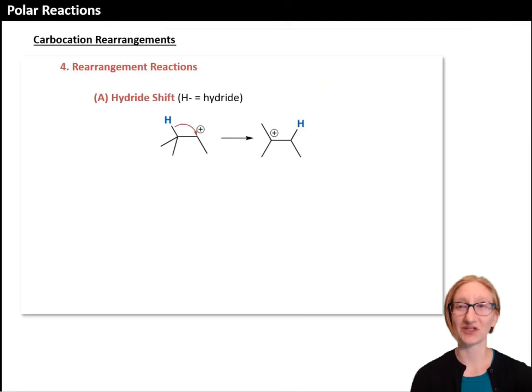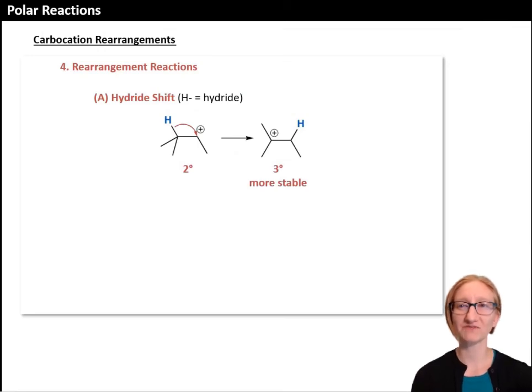A few things to note here. First, the hydride will only shift to form the more stable carbocation. Here we started with a secondary carbocation and ended up with a tertiary one. The tertiary is more stable than the secondary. Second, a hydride is only going to shift 1 position over. It will only come from the carbon next to the carbocation.